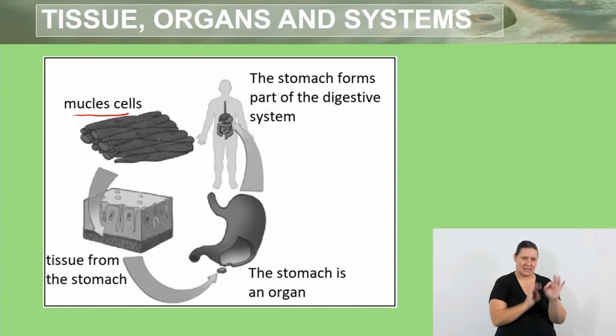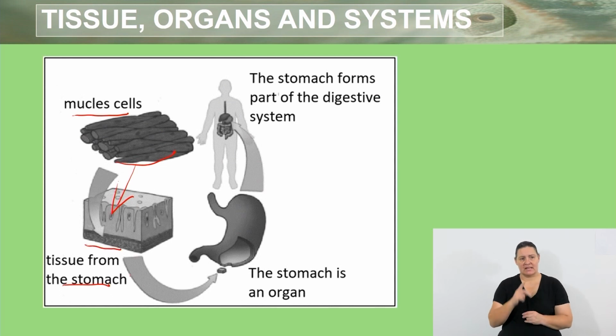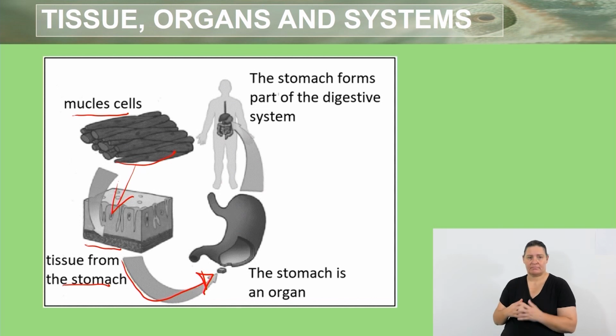So this is another diagram that explains it further. So we have muscle cells grouped together, giving us tissue from the stomach. So now we have our tissue. This tissue with other tissues grouped together give us the organ, which is the stomach.